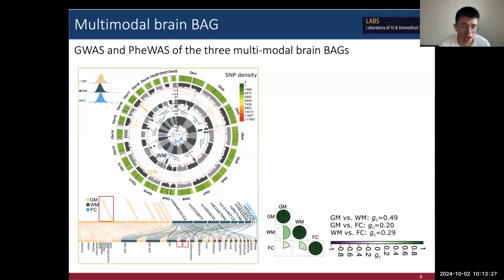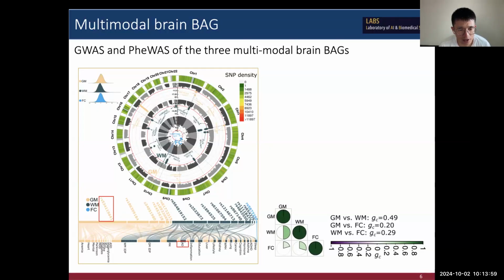Basically, this is the PheWAS, phenome-wide association lookup, in the GWAS Catalog platform. And as we can see, on the left side, the chromosome 17 genomic locus, the SNPs inside this locus were linked to many different clinical traits in the literature. For example, Alzheimer's disease was linked to this gray matter BAG locus, and also many white matter BAG loci.